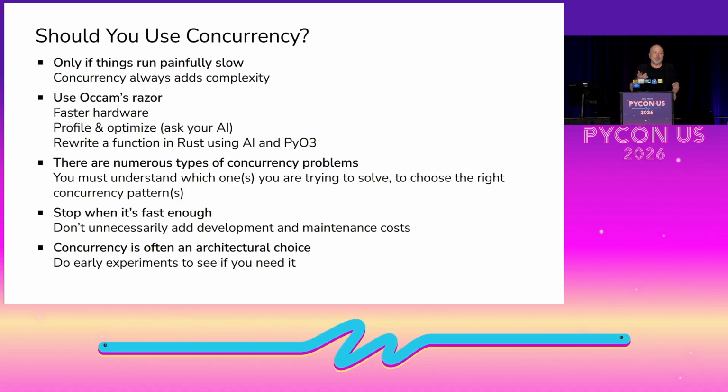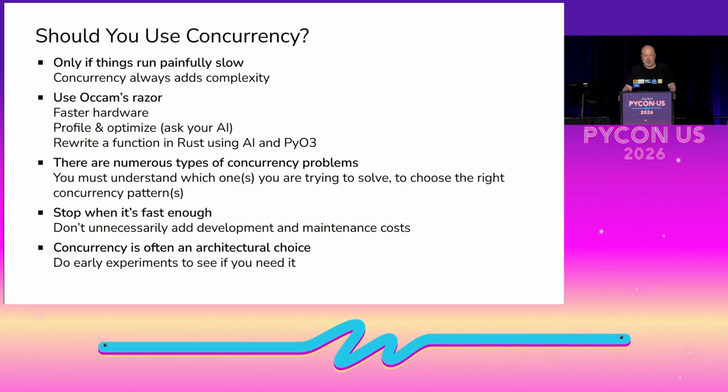Rather than programmer time, maybe you can just invest in faster machines. That might solve your problem. Profile and optimize, and your AI can help you a lot here. If you find a function with your profiler that is running slow, you could rewrite it in Rust. It's very easy, I've done it. You use the AI, it does amazing things, and you use this library called Pyo3. You end up with a module you just import, you don't even know that it's written in Rust, and suddenly things are running faster.